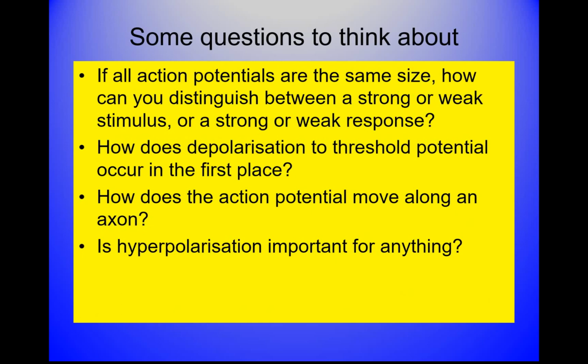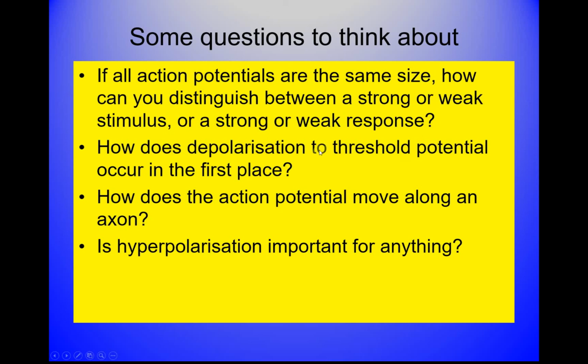So, some questions I want you to think about ready for next lesson. Because all action potentials are the same size, how can you distinguish between a strong or weak stimulus from a receptor, or a strong or weak response, so making your muscles contract gently or strongly? Okay, so how does that work, given that you have an action potential or you don't?